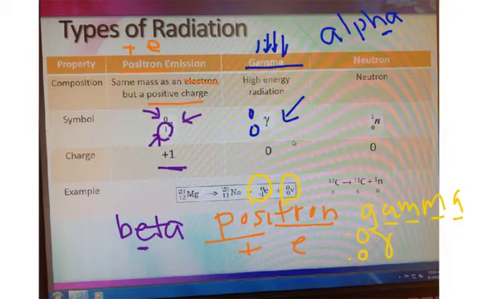A neutron, what is a neutron? Well, a neutron is a neutron. So what's its mass? It'd be a 1. What's its charge? That would be a 0. And what would its symbol be? Logically, it makes sense. That would be N.